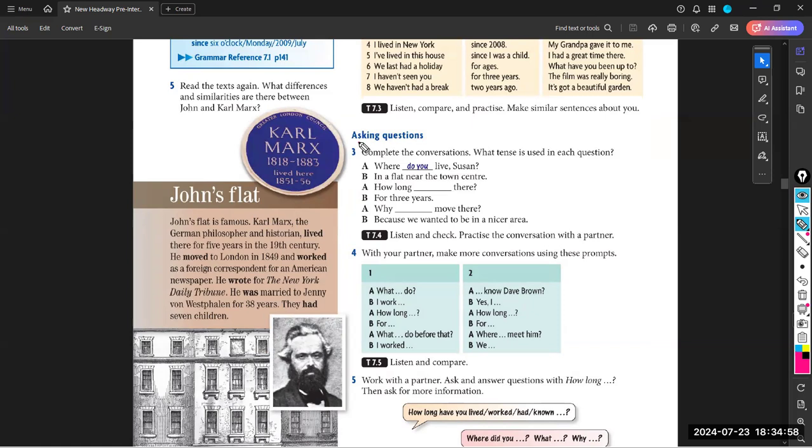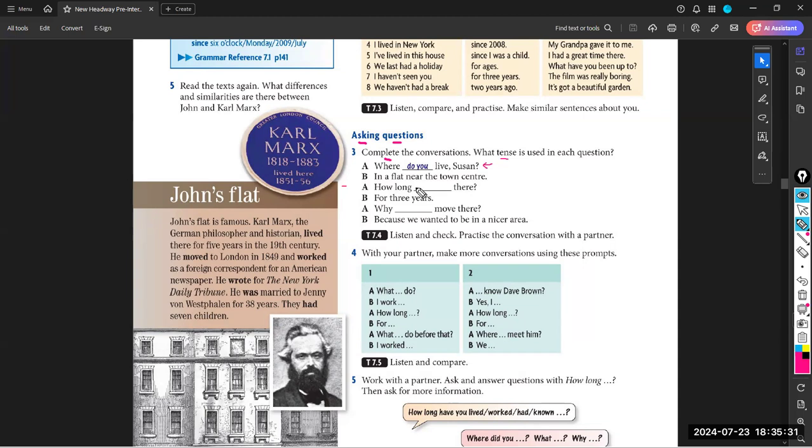Now, exercise number 3 is about asking questions. So let's complete the conversations that we have. Now, what tense is used in each question? 1. Where do you live, Susan? In a flat near the town center. So what is the tense that is used in this sentence? Present. Simple present, exactly. Yes, exactly.